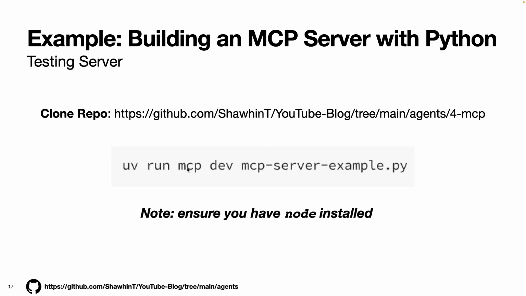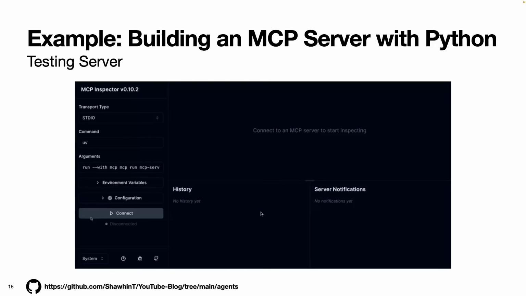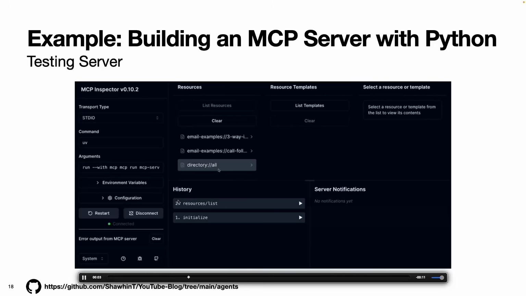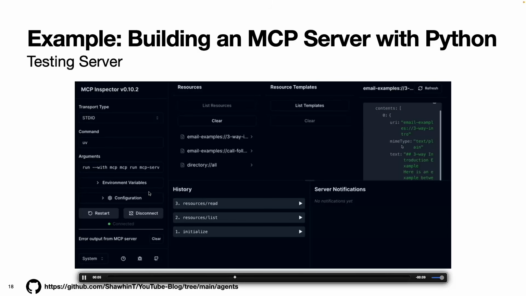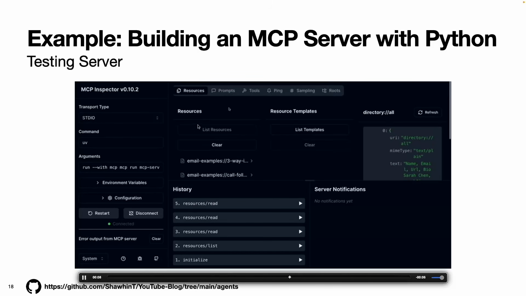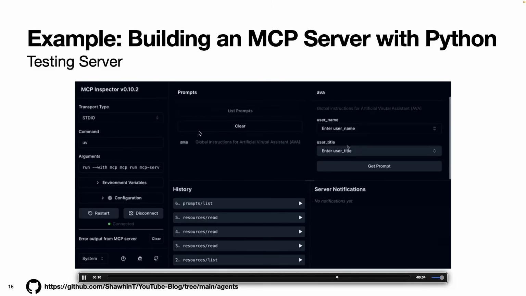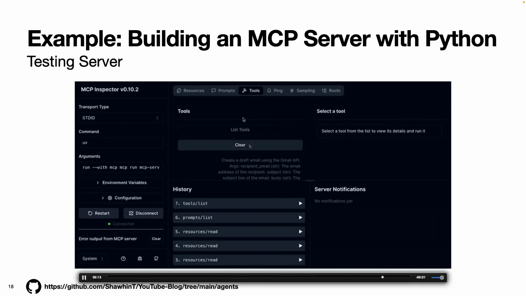And in order for MCP to work, you'll need to have Node installed. With Mac, you can just install it via Homebrew. I'm not sure how to do it in Windows, but it should be pretty straightforward. Once we do that, this GUI will run in your default browser. So it'll have all the resources available in the server, all the prompts available, and all the tools.